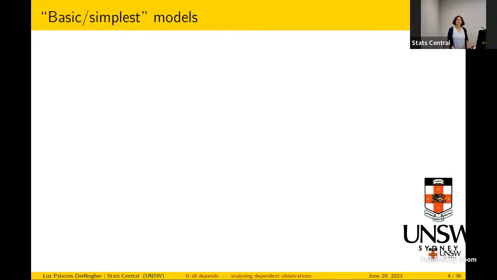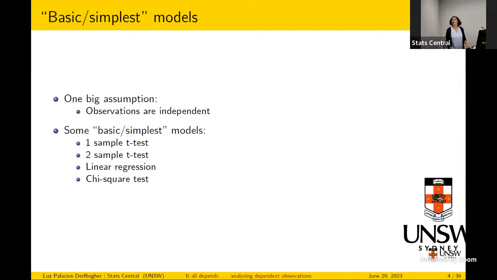Now, some basic simplest models that we have, when we have this big assumption that observations are independent: I think many of you have seen the one sample t-test, two sample t-test, linear regression, and chi-square test, right? So a lot of people have used these in their life, but a big assumption about these tests is that the observations are independent.